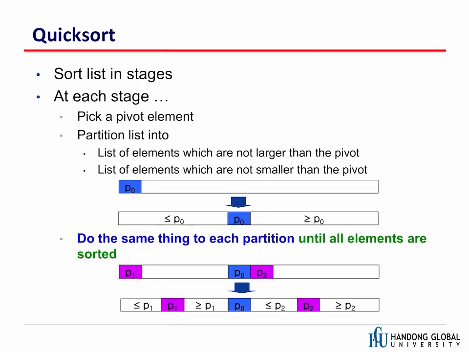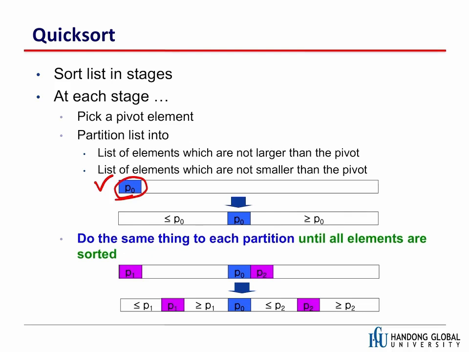Then the left side will be a set of smaller elements, and on the right side we have larger elements. And then we will do the same thing to each sublist. So let me explain this. Given this list, pick a pivot element. Without loss of generality, let's pick just the first element. So just pick the first element as a pivot number.